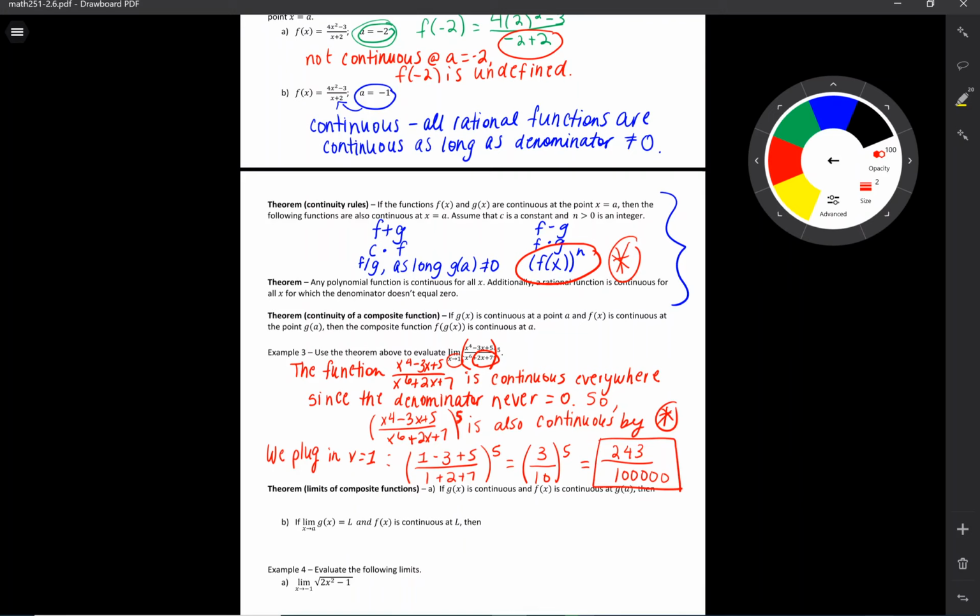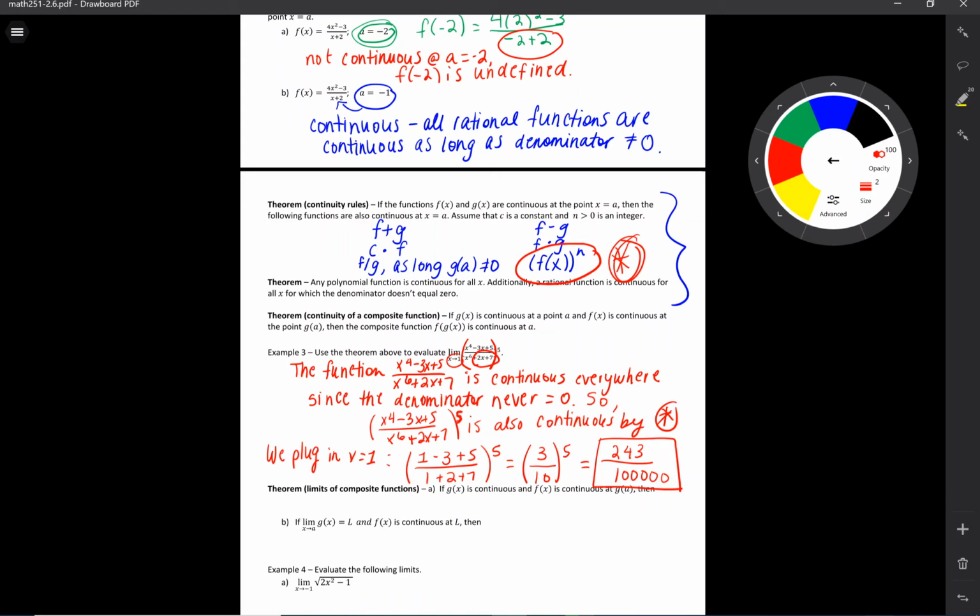So I needed to make sure that my inside function was continuous. It was everywhere. So my inside function raised to the power of 5 was also continuous because of my theorem here. And then because it was continuous, I could simply plug in the point x equals 1.